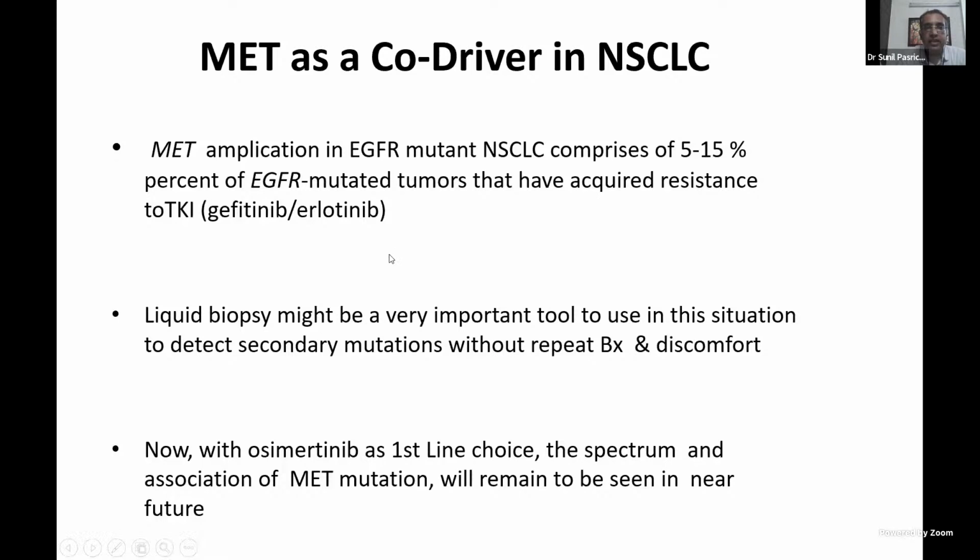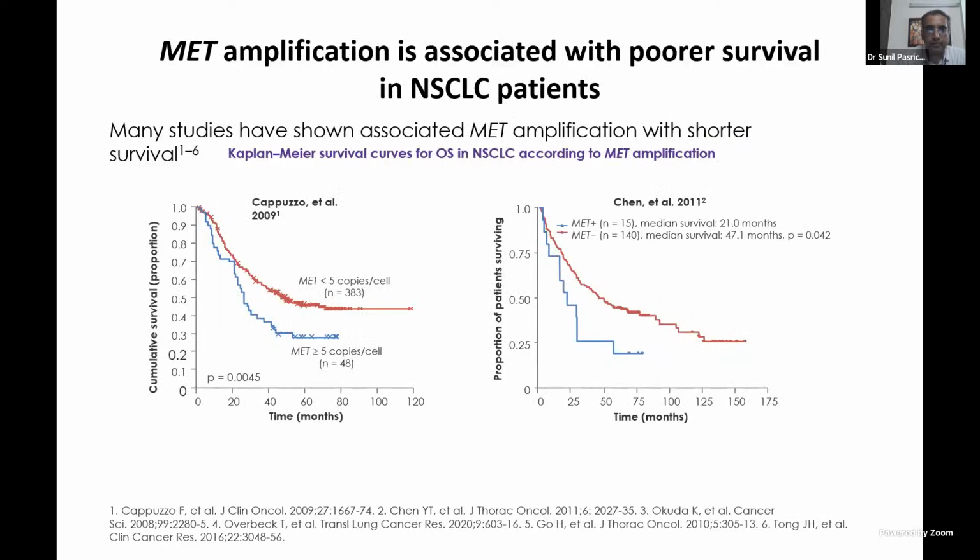MET amplification in EGFR mutated NSCLC comprises 5 to 15% of EGFR mutated tumors that have acquired resistance to TKI. Liquid biopsy might be an important tool to use in this situation to detect the secondary mutation without repeat biopsy and discomfort. And now with osimertinib as a first-line choice, the spectrum and association of MET mutation remain to be seen in the near future. MET amplification is also associated with poor survival in NSCLC patients, as we can see from these Kaplan-Meier curves.